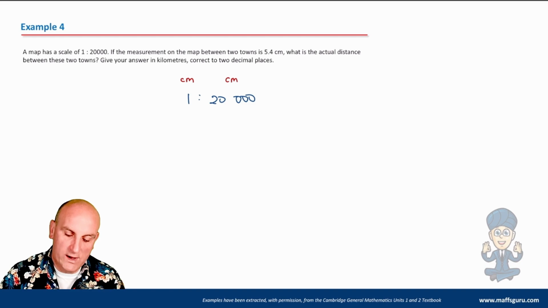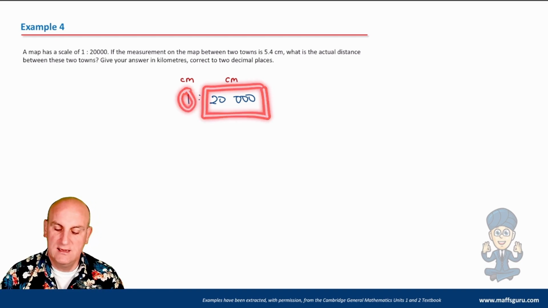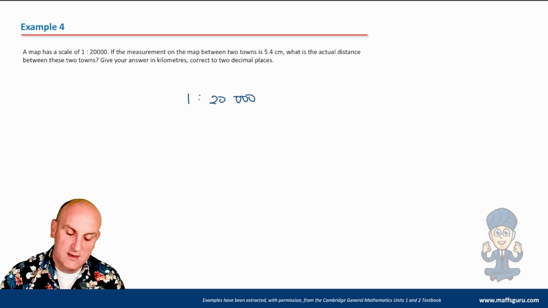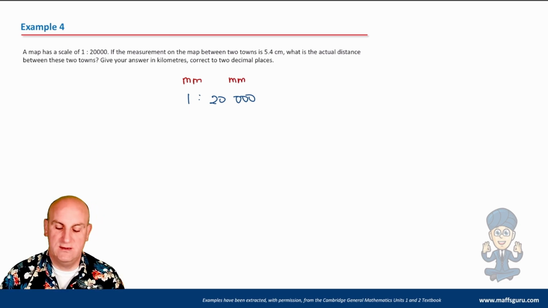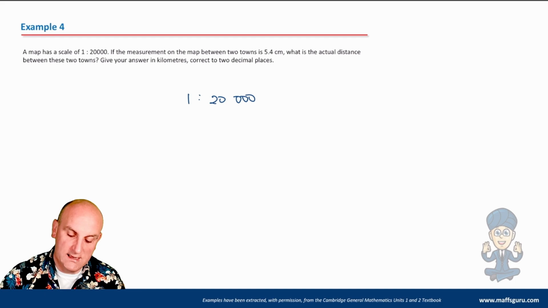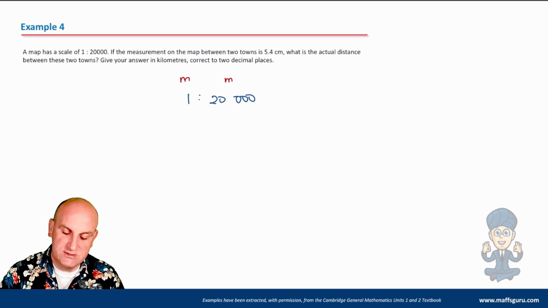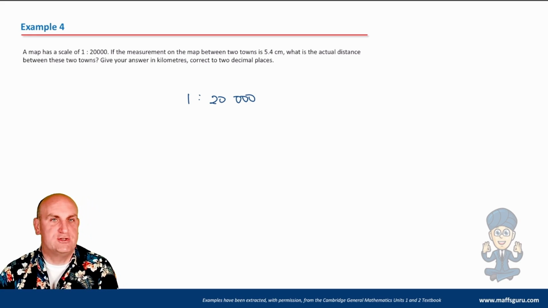They tell us that 1 centimeter on my map is 20,000 centimeters in real life. But again, it doesn't have to be centimeters. Believe it or not, I can actually use millimeters. So 1 millimeter on my map is equal to 20,000 millimeters in real life. Or if I was really nuts, 1 meter on my map is equal to 20,000 meters in real life. So the units are interchangeable and will generally be given in the question.